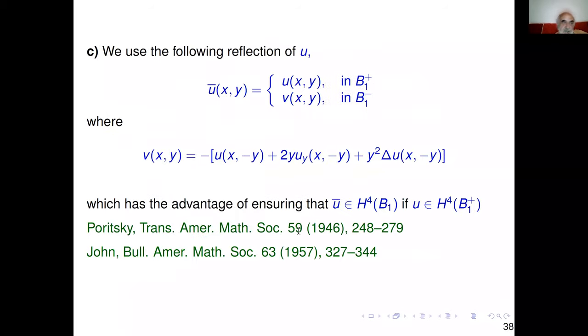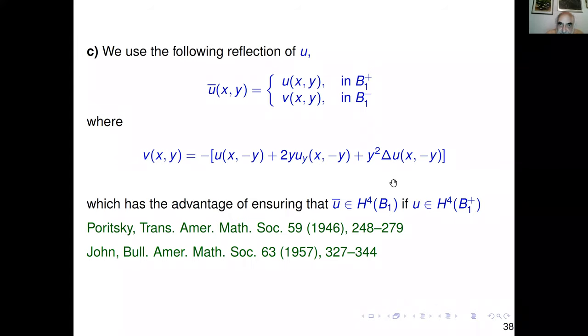Now we use a tool that was generally used classically in the context of analytic continuation. The first who considered this reflection was perhaps Pucci in 1946, and it was studied by other authors, particularly by John. This reflection works in some way that is not simple to explain.